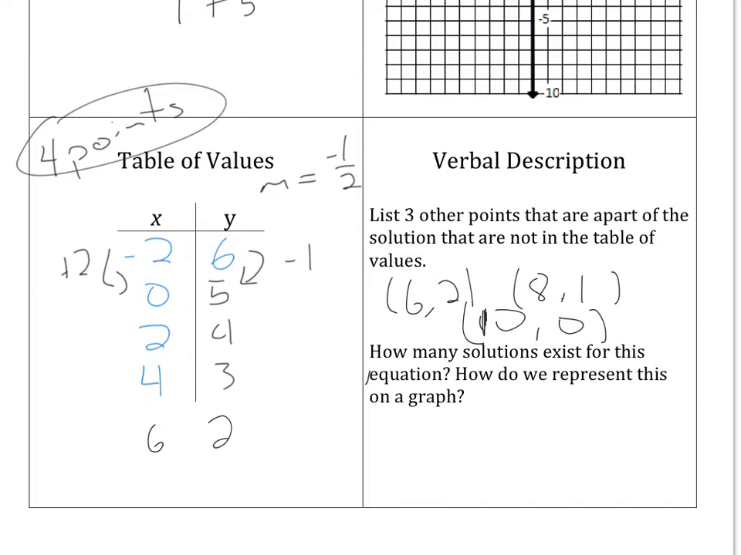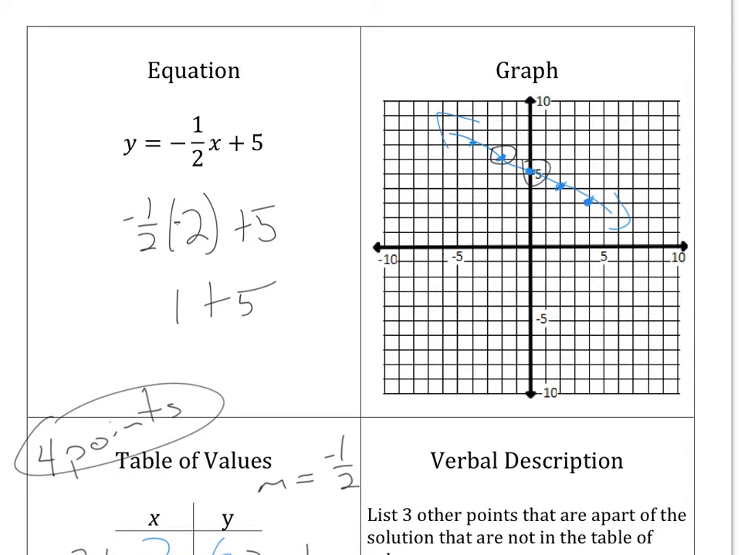Alright, so there's three other parts there. Now, how many solutions exist for this equation, and how do we represent that on a graph? Alright, well, there are infinitely many points that work in this graph. That's why we draw that line. And that answers the second question. There are infinitely many points, and we represent that with a line. Okay? So, you get the idea there. I'm not going to take the time to write that out. It would be infinitely many points, and we draw the line to write that in. Okay? So this is multiple representations of that same equation right there, y equals negative 1/2 x plus 5.